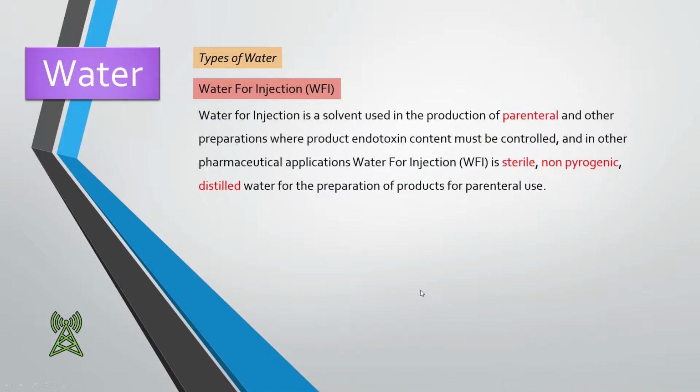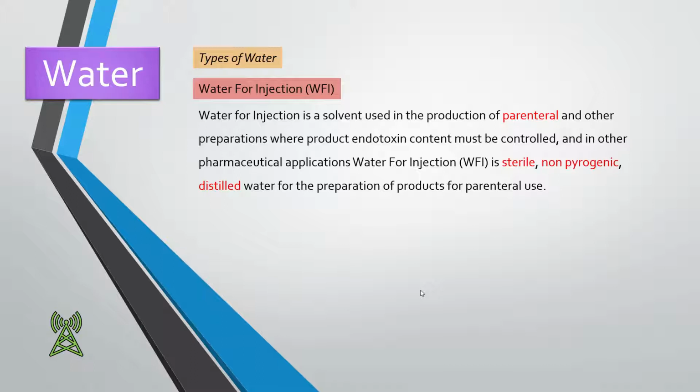The most important type of water is water for injection, and water for injection is used for the production of the parenterals. This is the one special type of water that we use for the production of sterile dosage forms, and it must be sterile and non-pyrogenic.